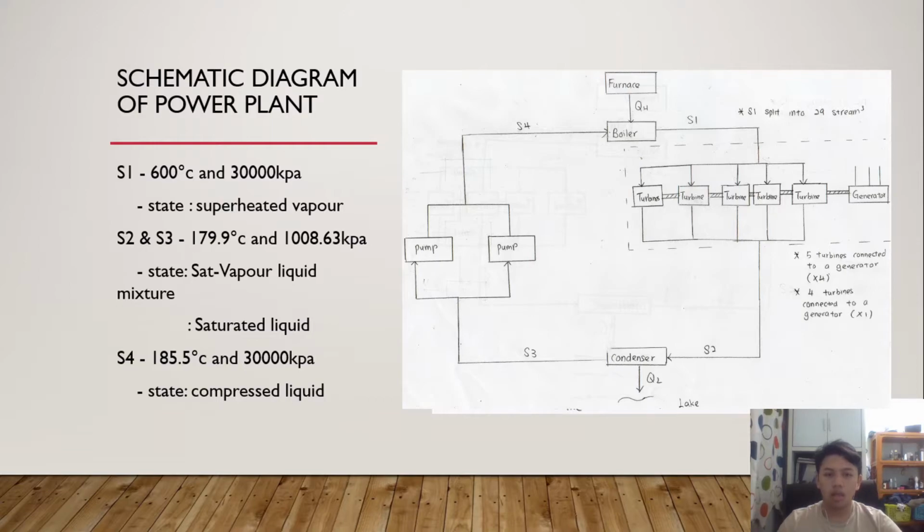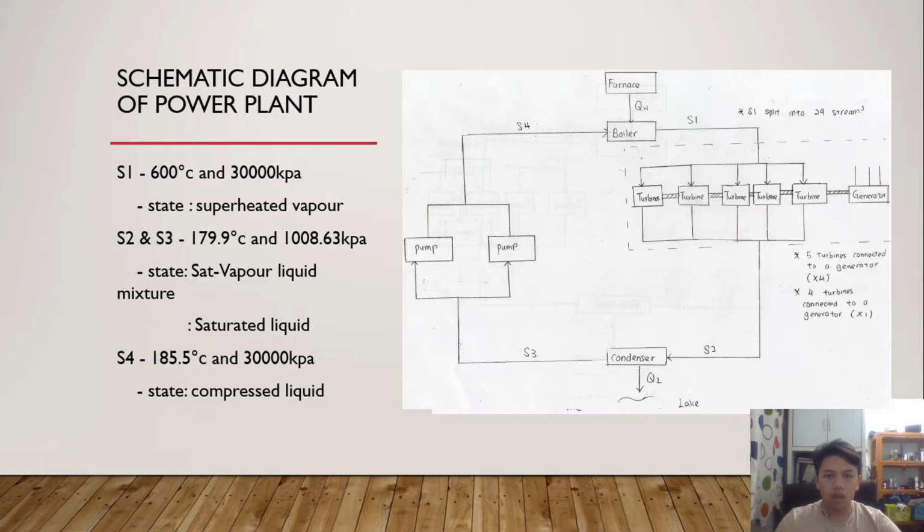S3 exits the condenser and enters the pump and exits at 185.5 Celsius and 30,000 kPa in a compressed liquid state. Compression that occurs in a pump is to increase the pressure of the working fluid that dropped after exiting the turbine.